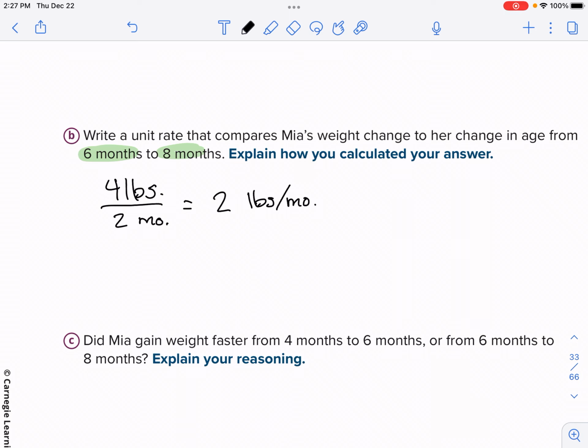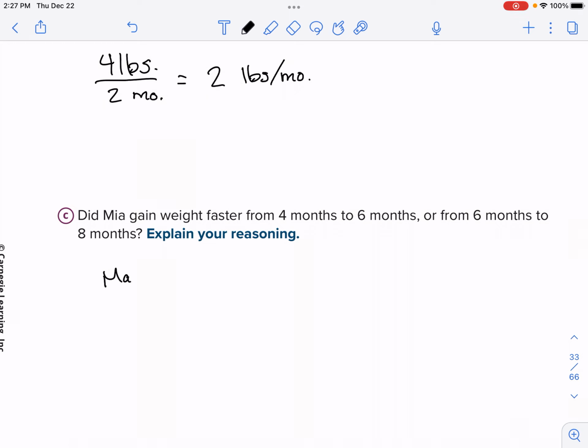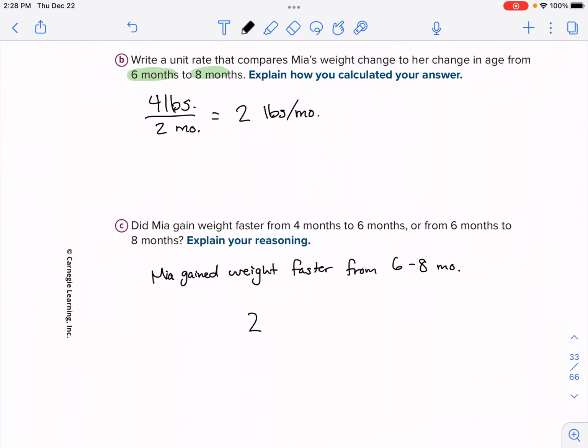And then C, now we're going to compare those quantities. Did Mia gain weight faster from 4 to 6 months or from 6 to 8 months? Now we can just easily tell which one's a bigger number. Mia gained weight faster from 6 to 8 months, right? Because that rate of change, or that unit rate, is bigger, right? 2 is bigger than 1.65. Okay, right? We can put that here. 2 is greater than 1.65. All right.